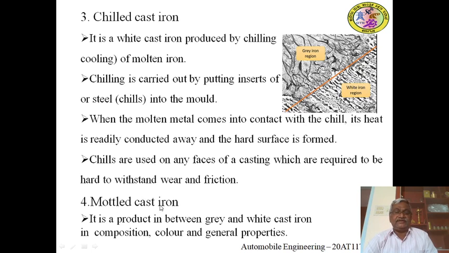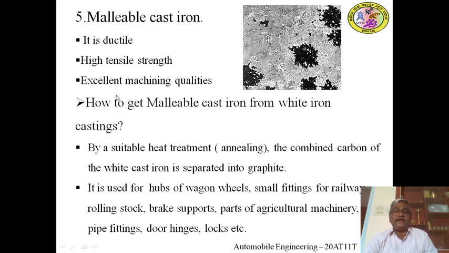Mottled cast iron is the product between grey and white cast iron. Next, malleable cast iron. This malleable cast iron is more ductile, it has high tensile strength, and it has excellent machining qualities.